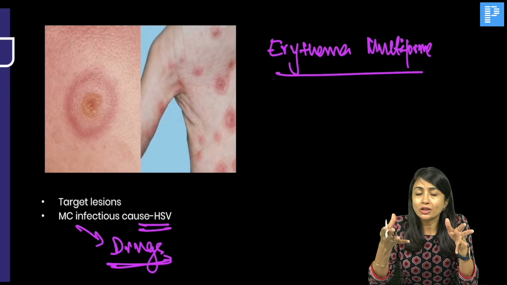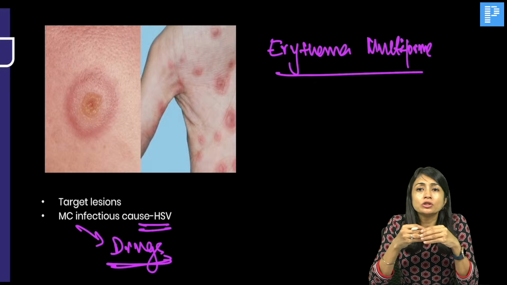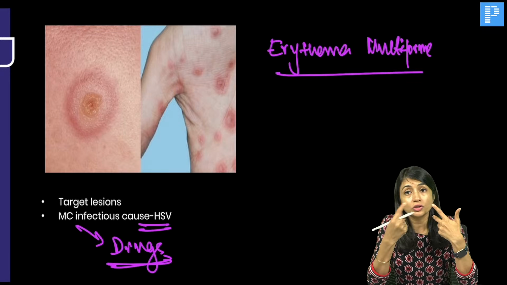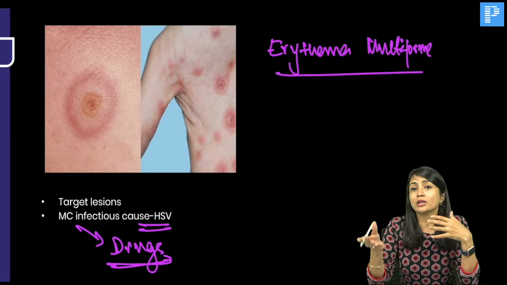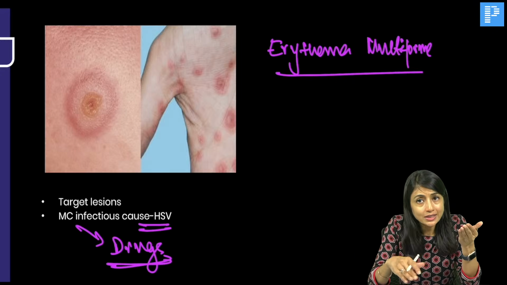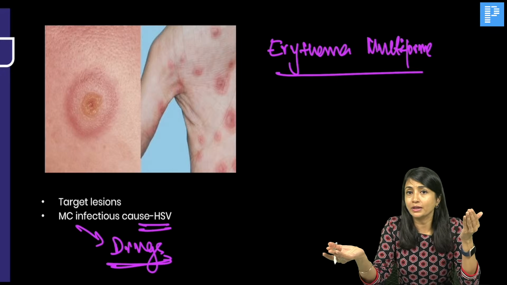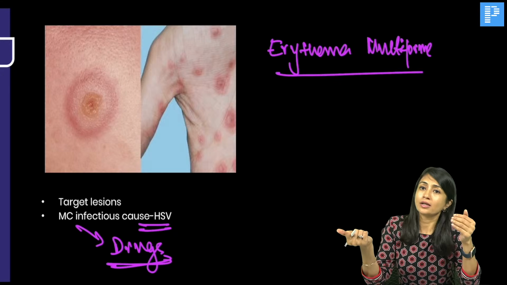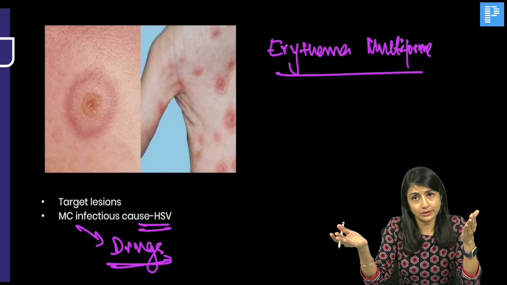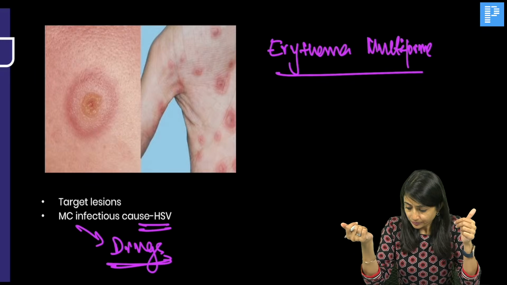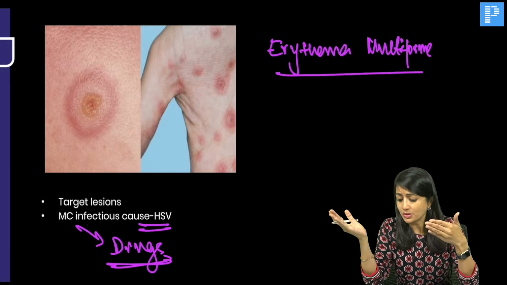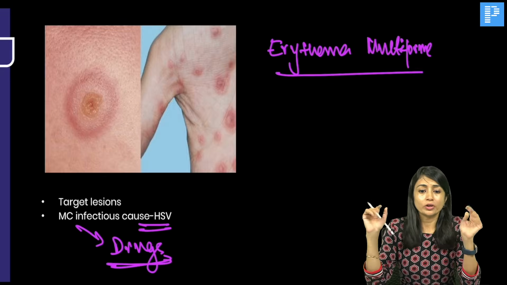So, how do you get a question? You can get a question like a patient who presented with recurrent genital ulcers or recurrent erosions or vesicles around the lips is now presenting with these lesions. So, they are giving you a hint that the patient has had HSV in the past and is now developing target lesions. So, you know this is erythema multiforme, but you should also know that EM can also be caused by drugs. Clear? It can also be seen with Lyme's disease, but HSV, mycoplasma and drugs are the most important ones.